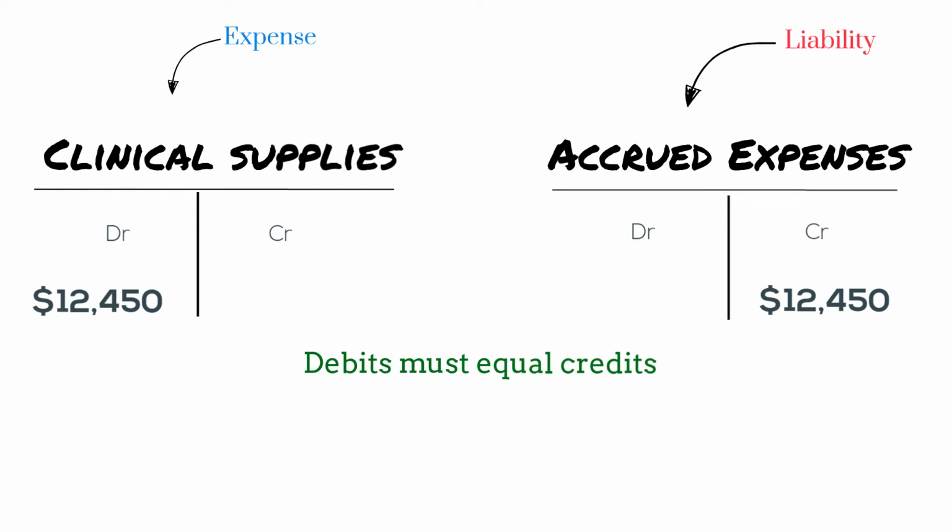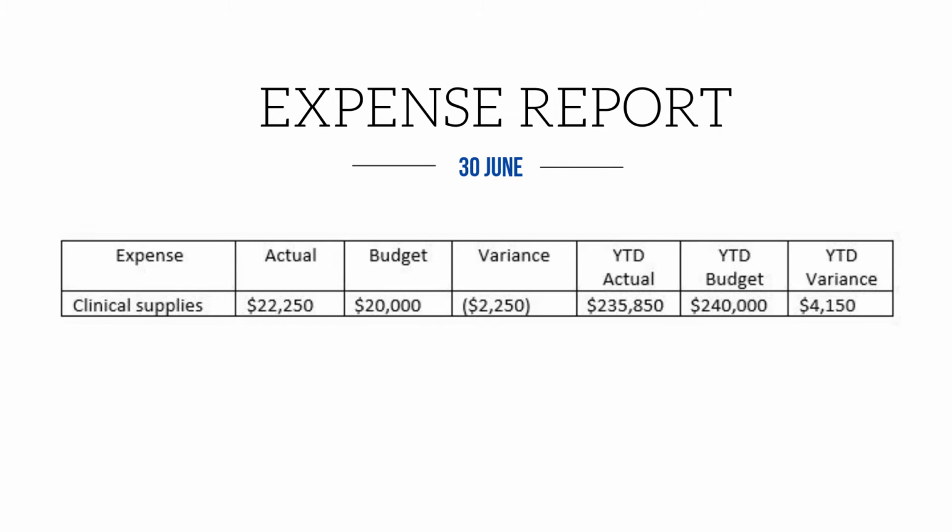The clinical supplies line in your financial report for the end of June will now read as follows. You actually spent in June $22,250 against a budget of $20,000. So it's a negative variance, or a bit over budget, of $2,250. Your actual year-to-date figure now is $235,850. Your full-year budget was $240,000, so you have a positive variance, or just under budget, of $4,150.